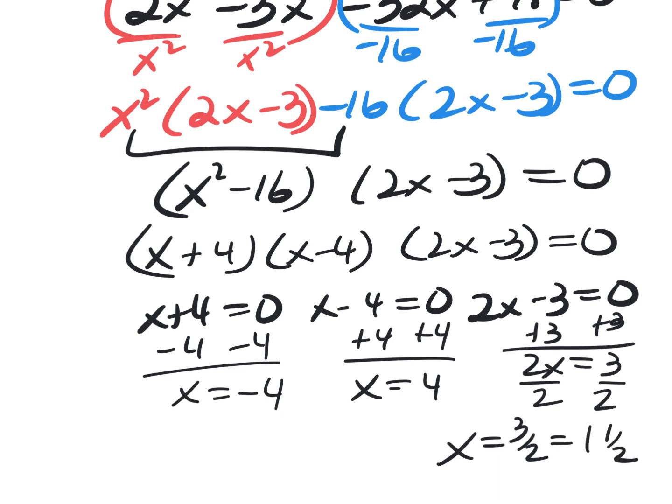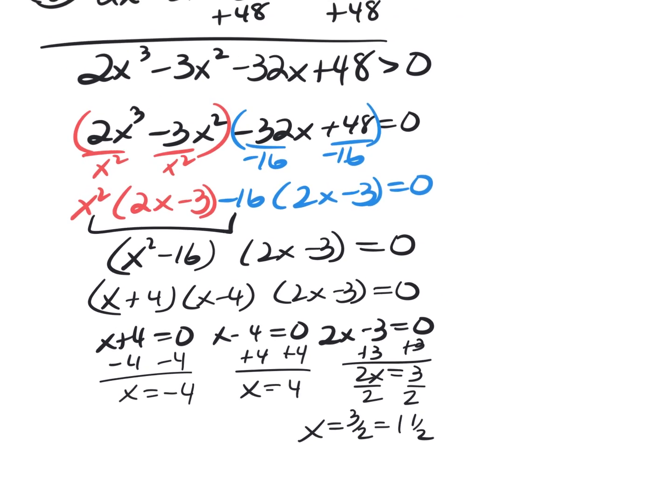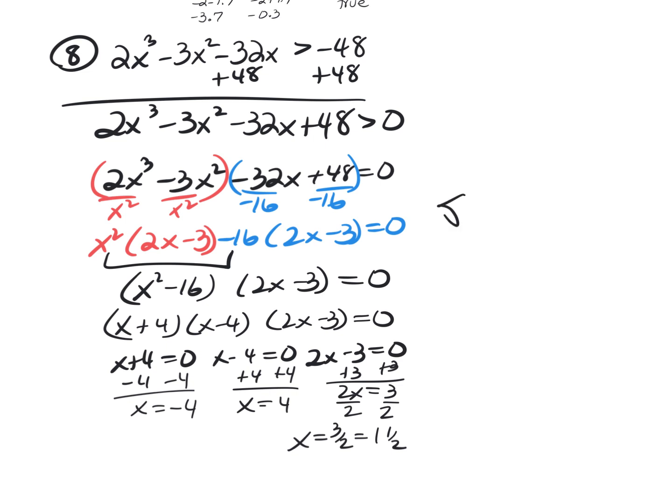I need to put these numbers on my number line from least to greatest. So here's my number line. Put the negative 4 first, then the 3 over 2, then the positive 4. I need to find a test point. And again, I can pick a test point from any one of these 4 sections. But I like to pick 0, and 0 is located right here, in between negative 4 and positive 1.5.